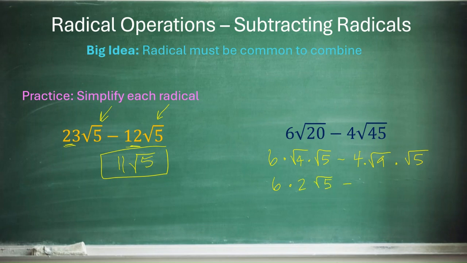By the way, if you need a little more practice on simplifying radicals, I have a video for that, so I'll link it below. All right, so this gives me 6 times 2 is 12 times root 5 minus 12 root 5. We can combine these and look what happens. 12 root 5 minus 12 root 5 is 0. So our simplified expression is 0.